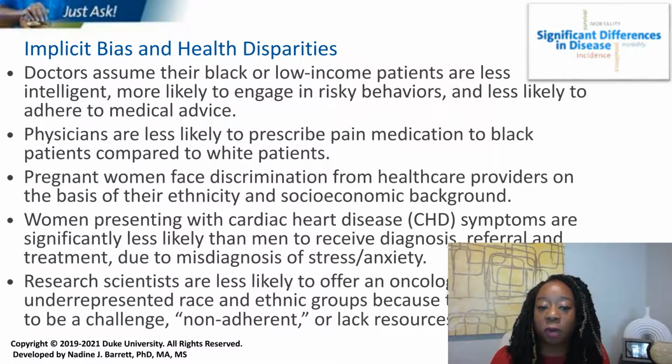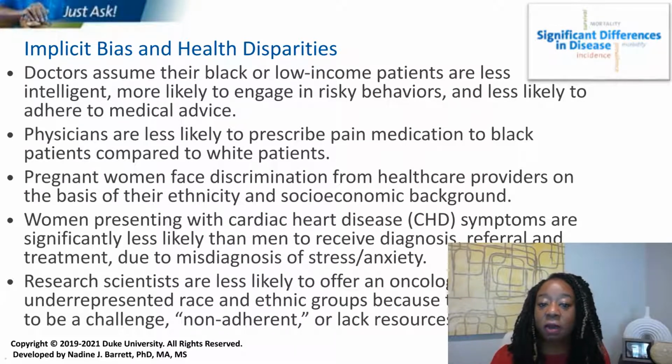We also see a wealth of literature. Sean Wheeler and others have done work looking at pregnant women who face discrimination from healthcare providers on the basis of their ethnicity and socioeconomic background. So oftentimes there are assumptions that a woman may be on Medicaid when she may not be, or assumptions that she cannot afford care when she's trying to get healthcare for her pregnancy and her delivery.